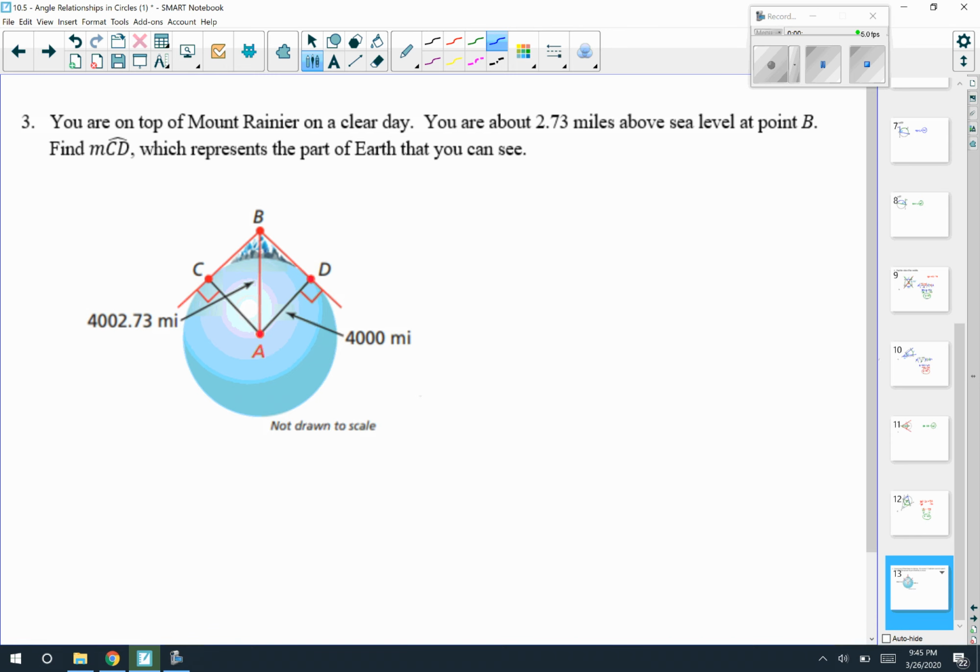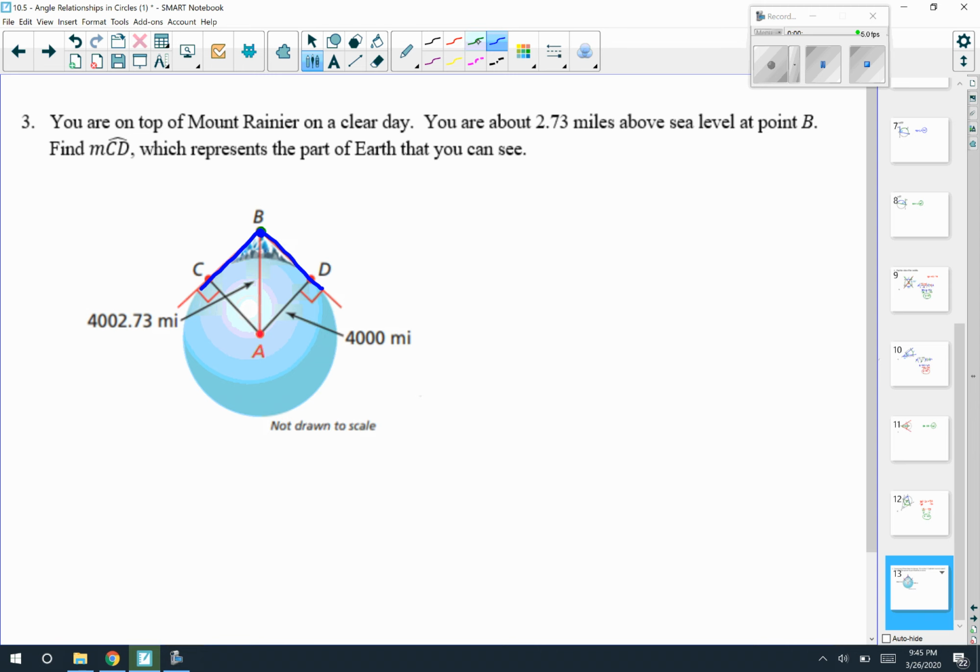Okay, so picture yourself here. You're up here at point B. You're looking down over the Earth, and when you look down, you can see the horizon, which only lets you see so far in each direction. So it's like your field of vision, or what you can actually see.